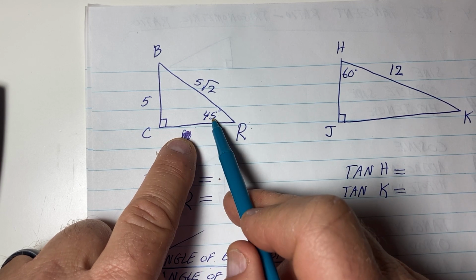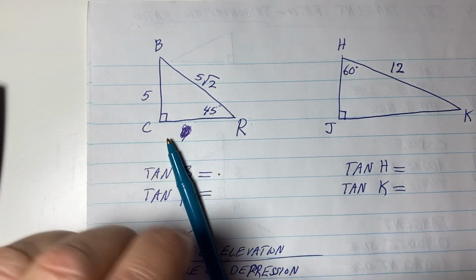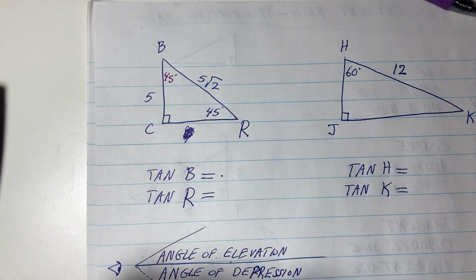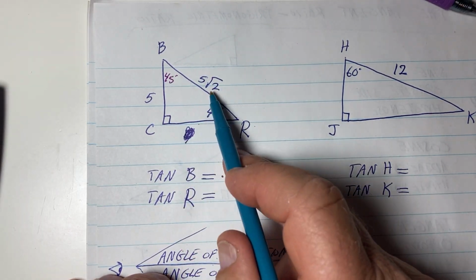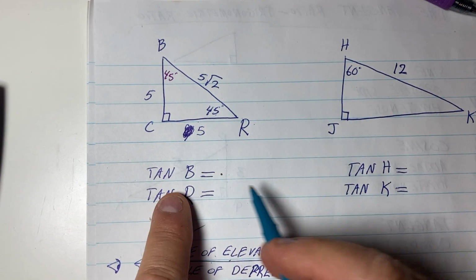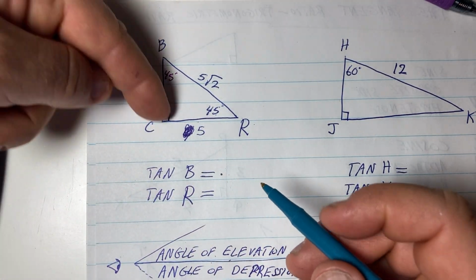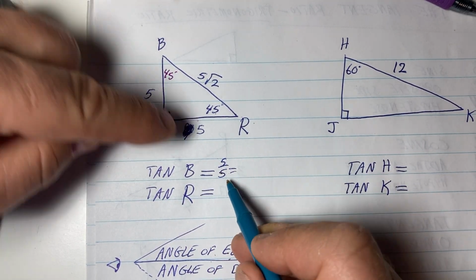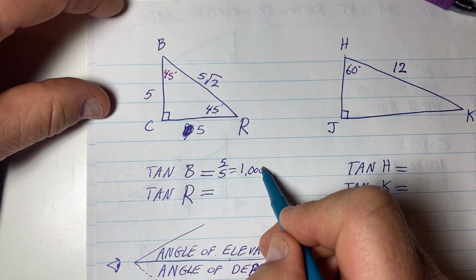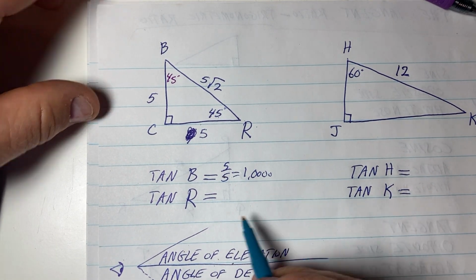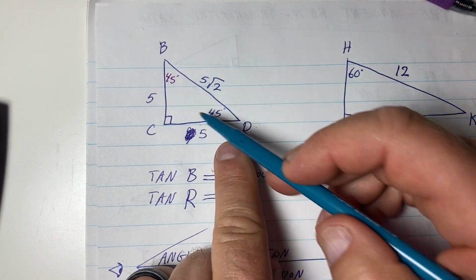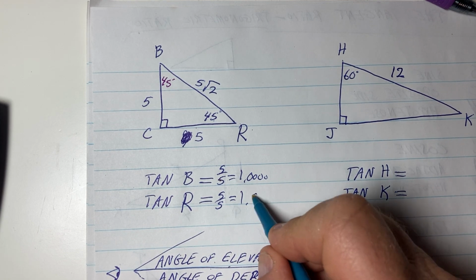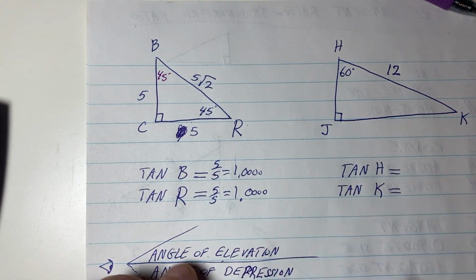We also know it's a 45, 90. Since these have to add up to 180, that has to be 45. Hey, that's a special right triangle. 45, 45, 90. That side has to be 5. There, tangent of B. Opposite side is 5. Adjacent side is 5. Simplify that to 1. Four places past the decimal. Done. Tangent of R: 5 divided by 5. The answer is 1. Look at that.